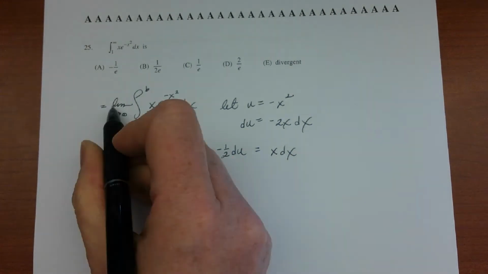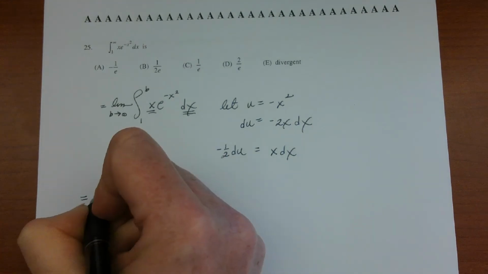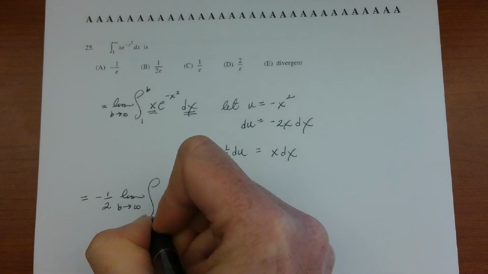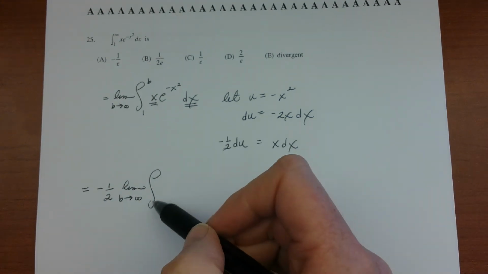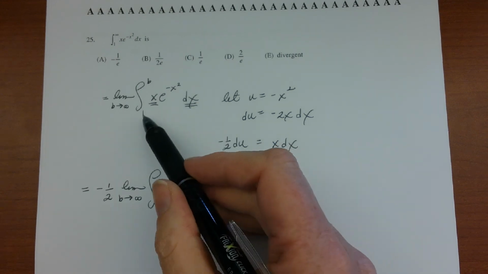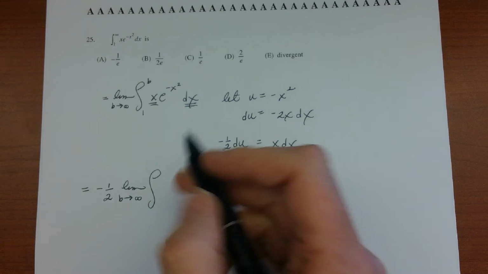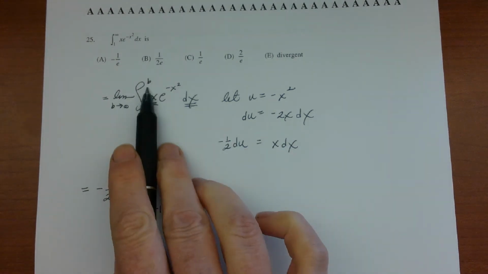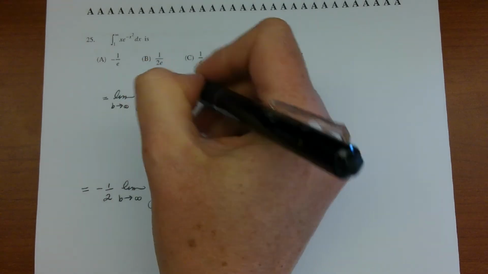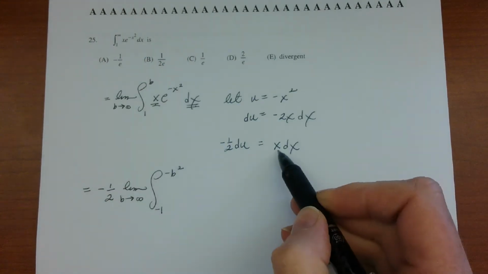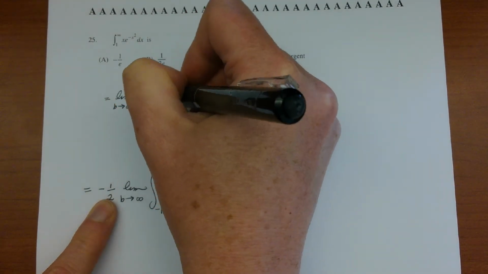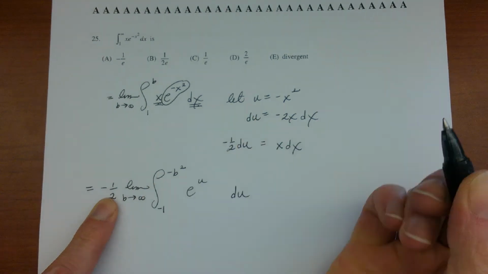The negative 1/2 you could pull out in front of everything if you want. So I'll go ahead and do that, since it's a constant as far as everything is concerned. I personally would change my bounds since I'm about to write this as a du integral. So if x is 1, then that would mean u would be negative 1. And if x was b, that would mean u would be negative b squared. Okay, and then x dx was swapped out for negative 1/2, which is here, and a du. And then e to the negative x squared would be e to the u, like so.